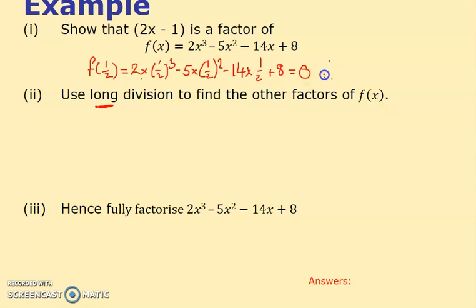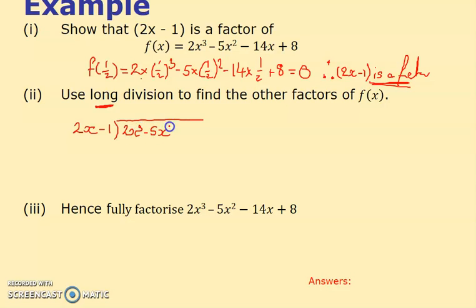And therefore, you'll need to make sure it is, don't take my word for it, but assuming it is, you can then write 2x minus 1 is a factor. That's what we want. We want to show that it's a factor. Now, long division. Let's see what you remember from year 12 earlier in the year. So 2x minus 1 has got to be divided into this long expression which says 2x cubed minus 5x squared minus 14x plus 8.